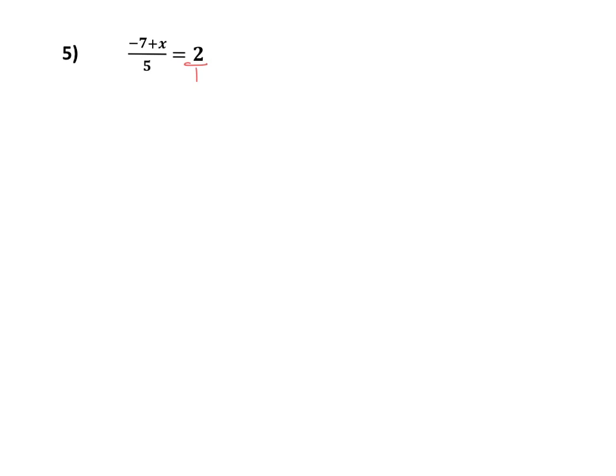And if you remember how to solve a proportion, we use cross products to solve. So we're going to multiply those two diagonals together and multiply those two diagonals together. That's going to get rid of our fraction. So essentially I'm taking negative 7 plus x, and I'm going to multiply it to 1, and I'm going to set that equal to 5 times 2.